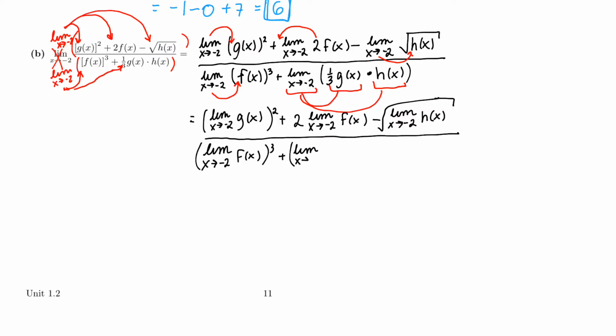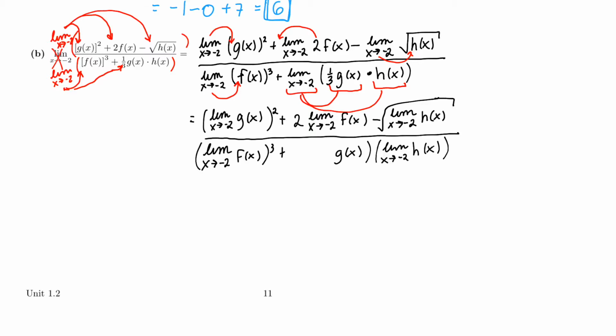the limit as x approaches -2 of 1/3 g of x times the limit as x approaches -2 of h of x. Now, technically there's one more step, but I'm going to erase it so that it looks like we did it all in one. This 1/3 can come to the outside here because there's a 1/3 in front. So what I'm going to do is show you it there and then redo it this way.